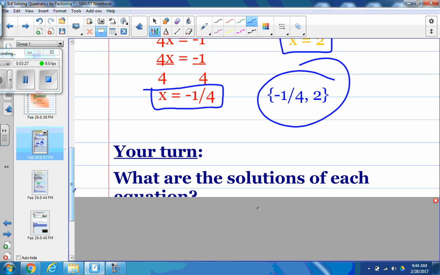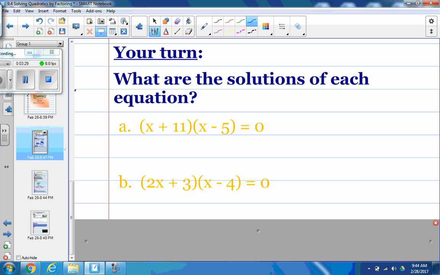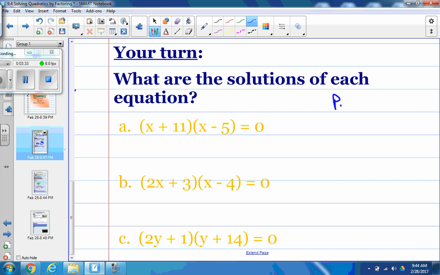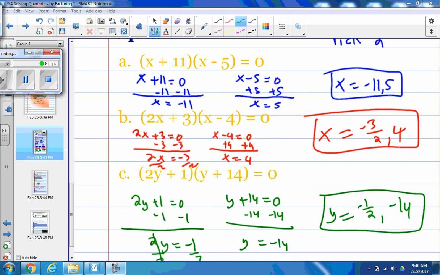So why don't you try it? What are the solutions for each of the equations below? Pick two of them. Pause it and pick two, and I will show the answers in a second. All right, so each one you can look at whichever ones you chose. I set each of the factors equal to 0 because if the whole left side is equal to 0, then obviously one of the factors has to be equal to 0. So let's set them both equal to 0 and then solve. And then it's all just solving one or two-step equations.